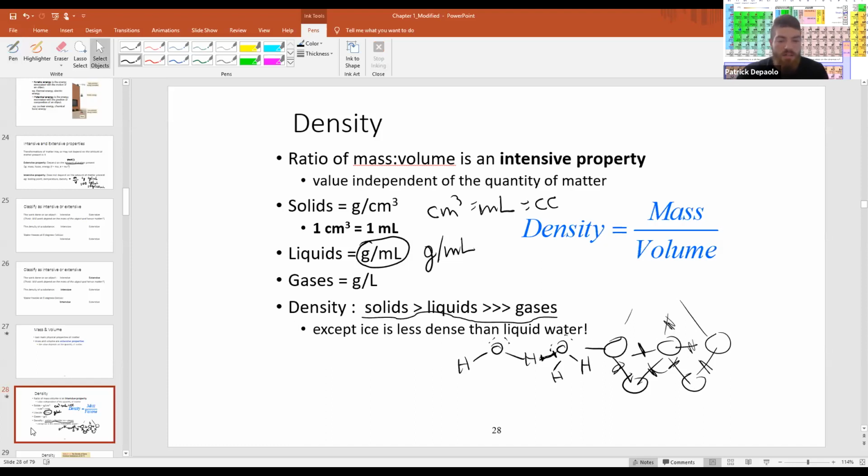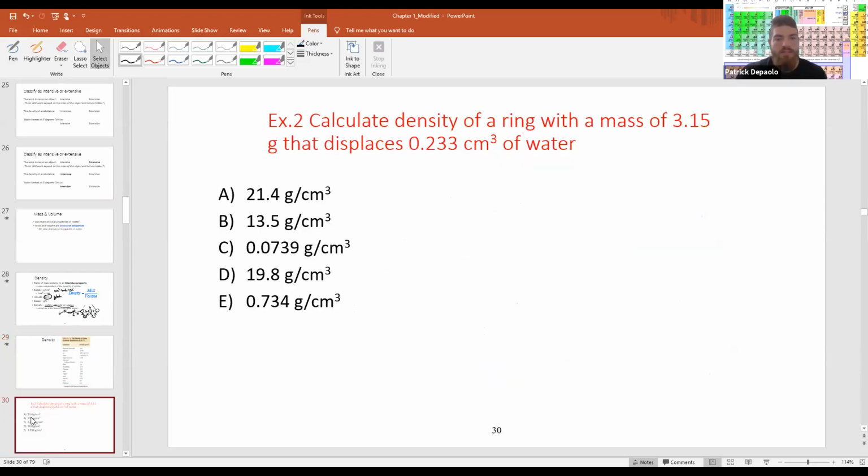Okay, any question on that rant about density and water? No? Okay, continuing. Density, we get it.